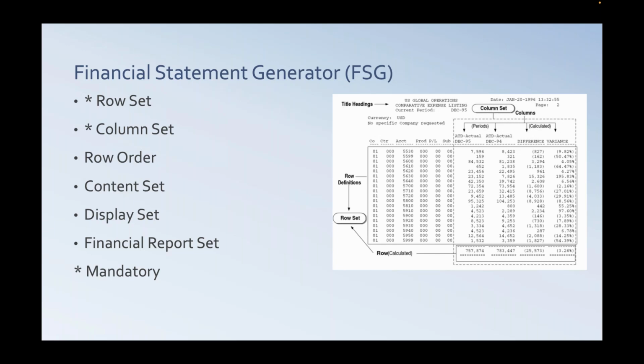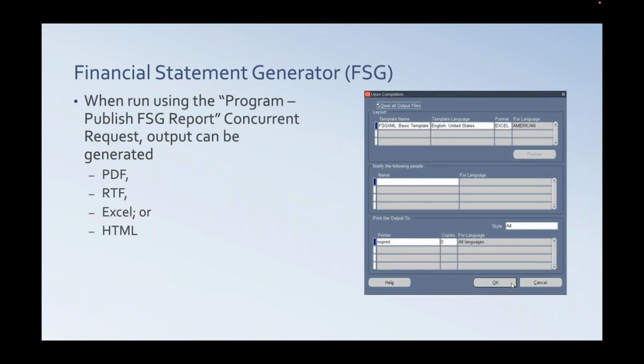Display sets can be used to show or hide columns based upon where the row and column intersect. I'm a big fan, or I was a big fan, of using display sets when I used to do statements of cash flows back in the olden days. A financial report set is just a grouping of financial reports, and the ones with asterisks are mandatory, meaning you have to have a row set and a column set in order to create an FSG. The other ones are all supplementary pieces of information that you can utilize to make your reporting a little more easy and a little more robust. We can go to the next slide, Lee.